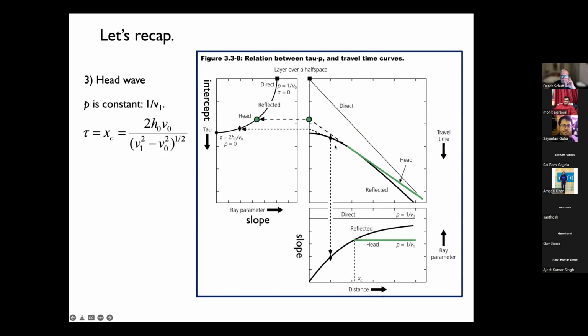Finally, the head wave plots like this on our travel time distance plot, our TX plot. It's got one y-intercept, so it sits here on our tau p plot, and on our ray parameter versus distance plot, it plots as a line that starts at the critical distance, x sub c, and then goes off into infinity.